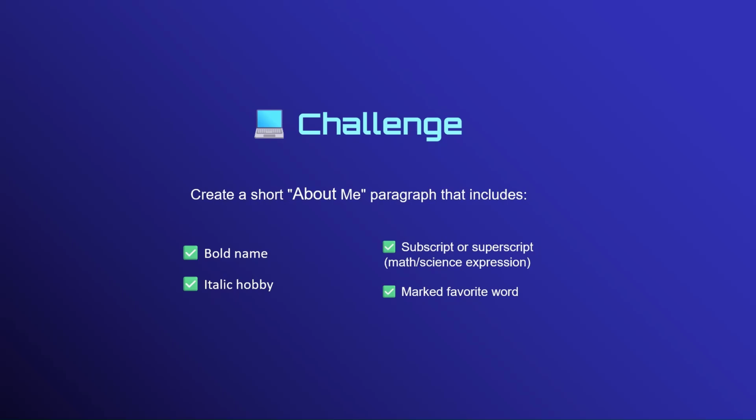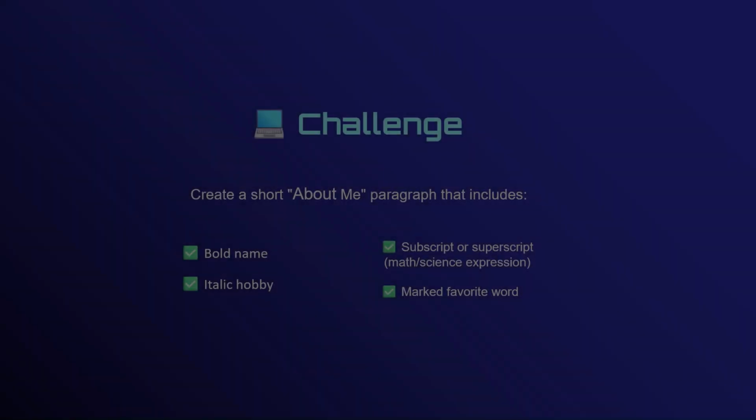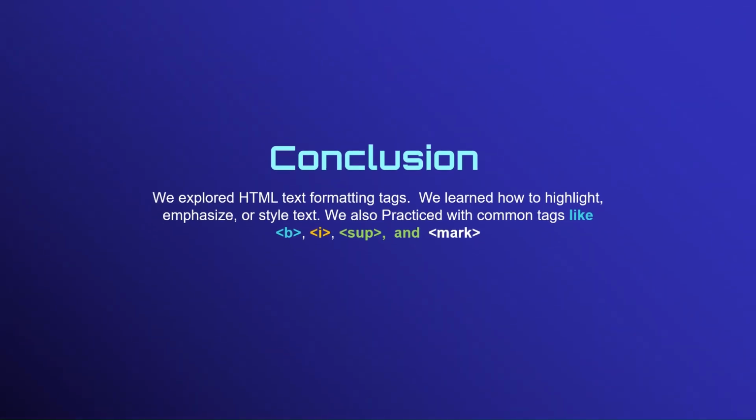So you'll be tackling this challenge by creating a short about me, or you could continue from where we stopped the last time when we worked on HTML styling attributes. You could continue from there. Just use these tags to update the content on that particular page using the bold, the italic, the subscripts, and the mark. In conclusion, in today's lesson, we have been able to explore HTML text formatting tags.